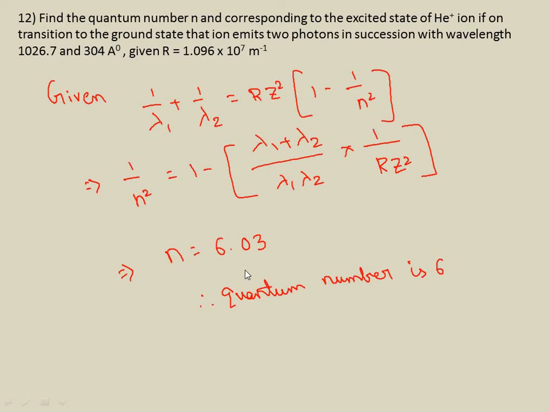Upon simplification I get 6.03. This is very small, nearer to 6, and we don't have a quantum number as a fraction, so we have to consider this part alone. So n equals 6, and that's your final answer. Are we clear with this?